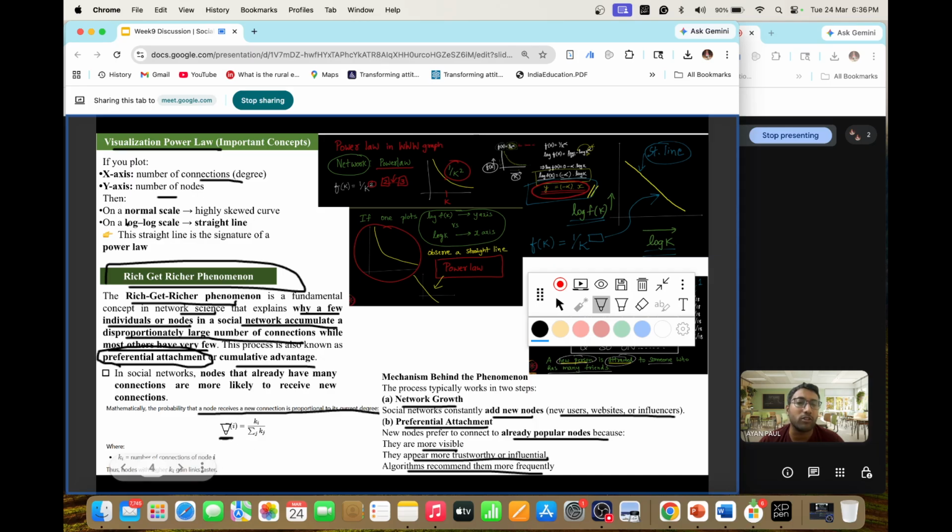And here, for the new nodes that are added, the nodes with higher degree gain links faster. That is why we have this equation: pi is directly proportional to ki. What is ki? ki is the number of connections of node i. That means the more connections node i has, the higher its probability of getting new connections. So this is the rich get richer phenomenon.